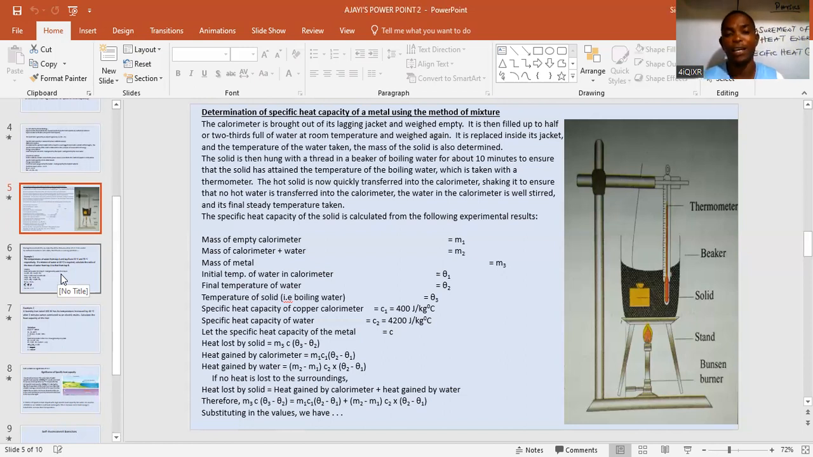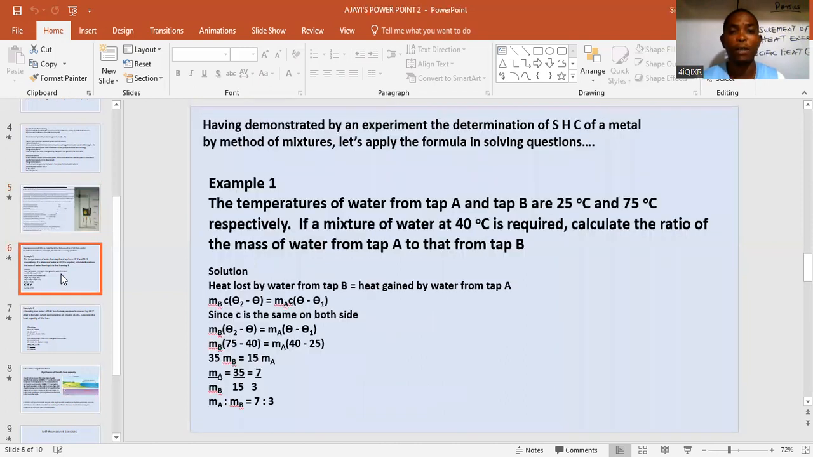M3C change in theta equals M1C1 change in theta, then M2 minus M1C2 times change in theta. So, having demonstrated by an experiment the determination of the specific heat capacity of a metal by method of mixtures, let us now apply that formula in solving the following questions.